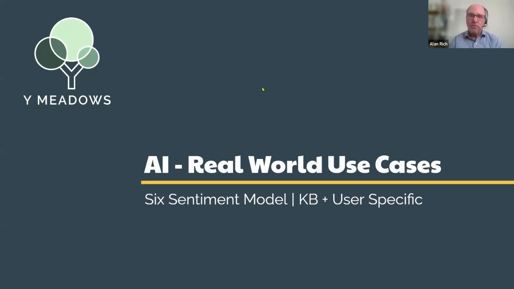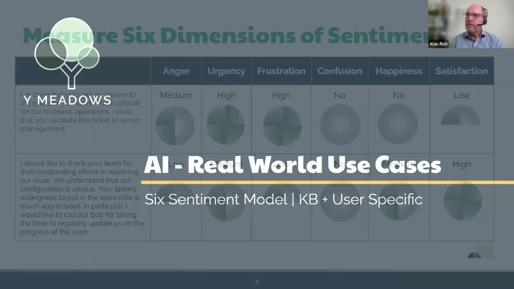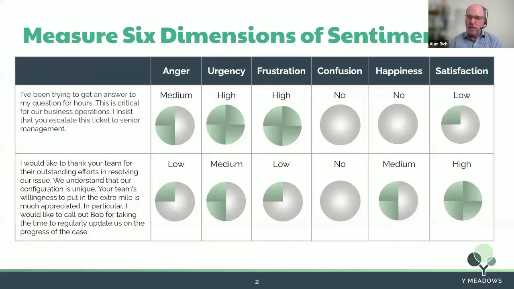So today I'm going to talk about two use cases that we're finding a lot of interest in. And the first one is sentiment analysis. So I think sentiment analysis has been around for a while, but it's gotten much more sophisticated. At Meadows, our latest version of sentiment analysis is now looking at 6 different dimensions of sentiment. And we've decided that it's interesting to look at both positive and negative. So these are the 6 that we're doing: anger, urgency, frustration, confusion, happiness, and satisfaction.